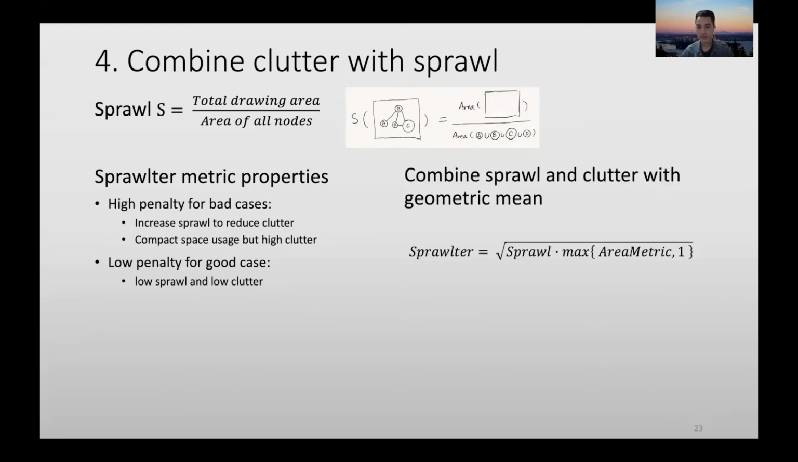To achieve this, we use a geometric mean to combine these two terms. The geometric mean can normalize different ranges of sprawl and clutter. And the term with a max function is to floor the clutter at 1 to retain sprawl when there is no clutter, because we're using a product.